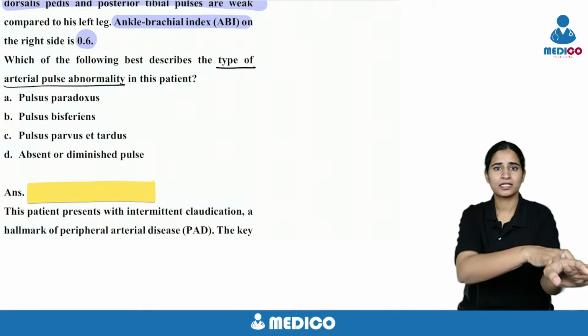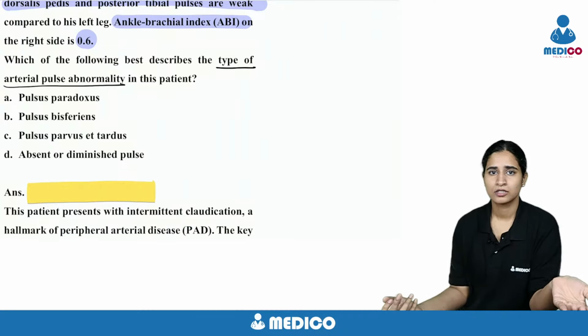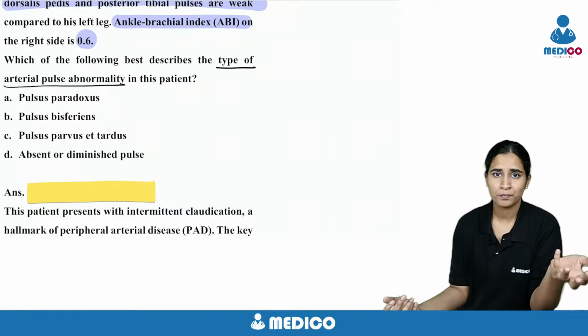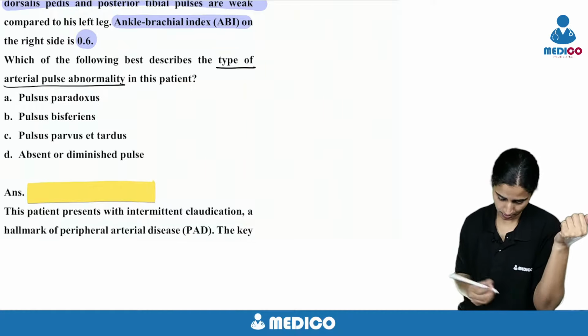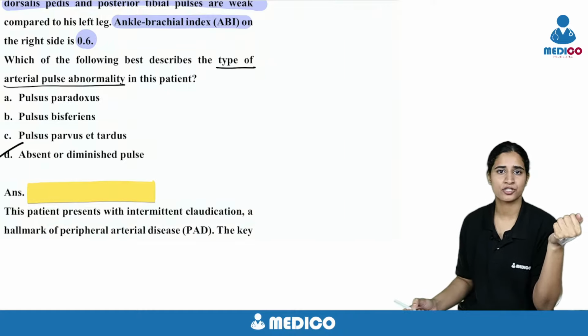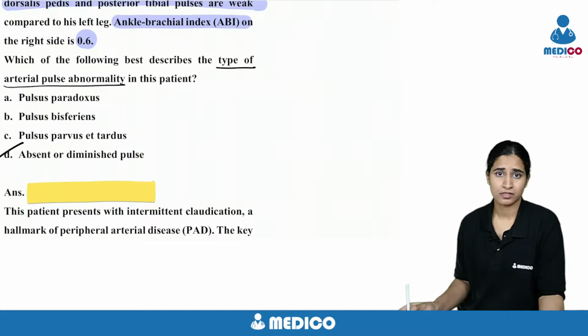So to a limb, there is decreased blood supply. So what will be the pulse? Just think. The pulse will be weak or absent or low volume pulse. Absent or diminished pulse, that is the answer. So coming to other options.